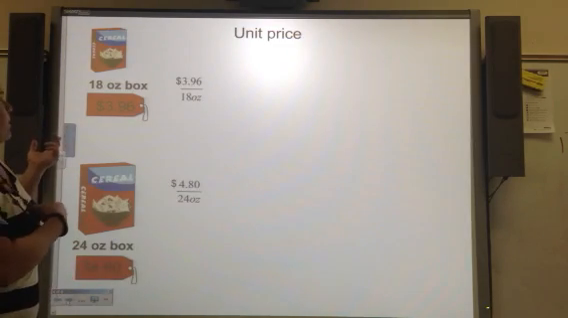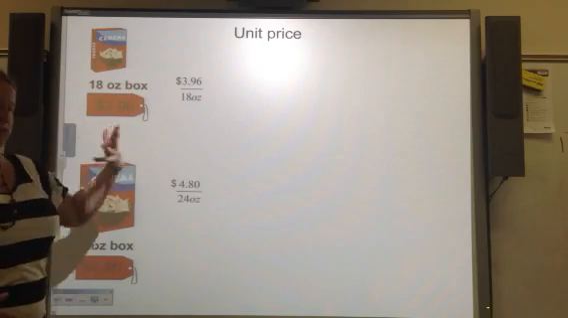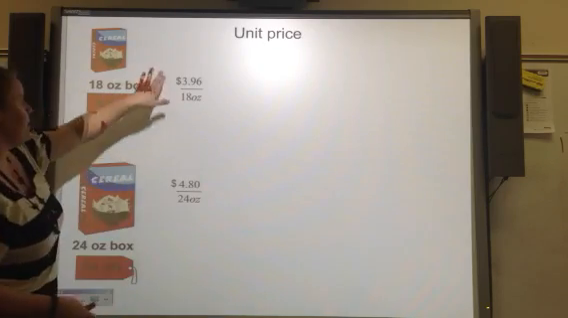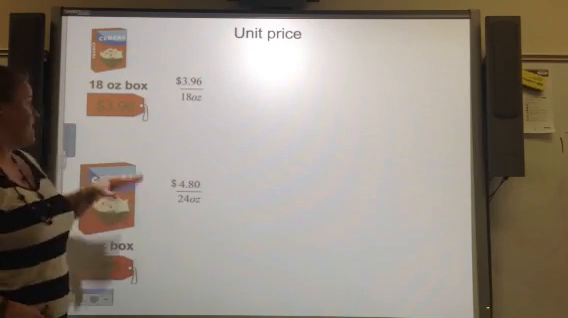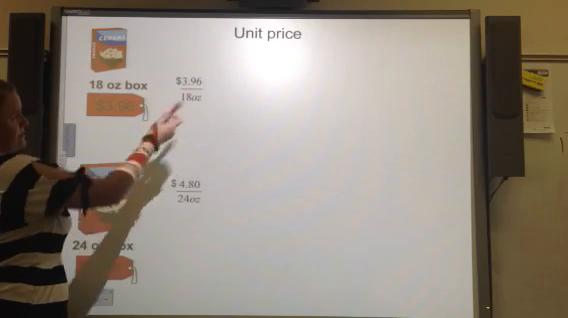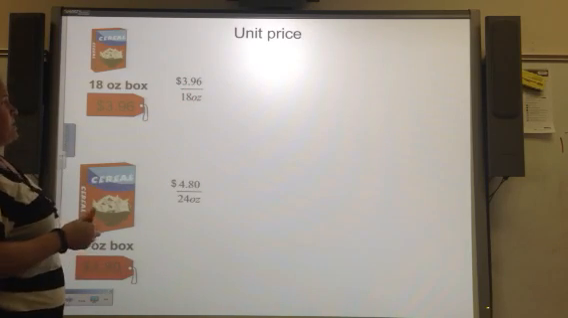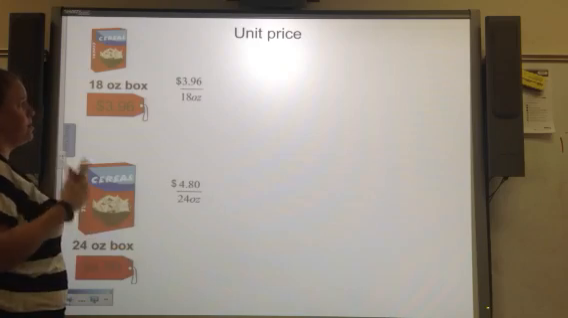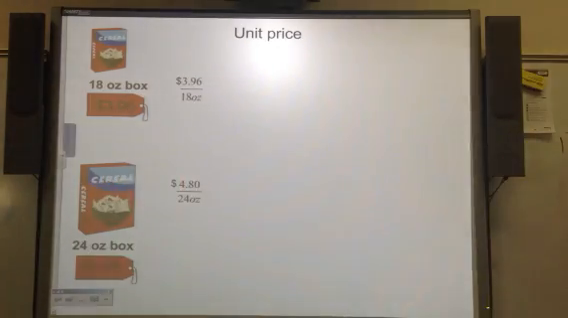So the first thing you're going to want to do is to write your information as a ratio. So you've got $3.96 over 18 ounces, because the cost of the cereal for the small box is $3.96, and that's for 18 ounces. So then what we're going to do is figure out how much it is per 1 ounce. So let me grab a calculator.